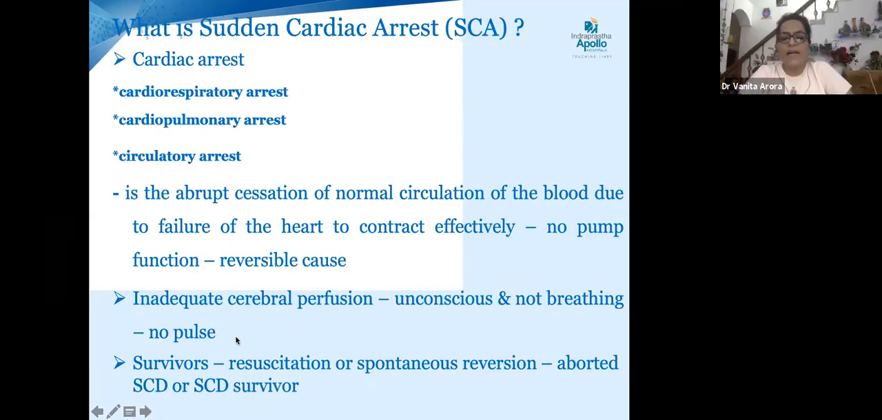And when we say sudden cardiac arrest, we are talking of an abrupt cessation of normal circulation of the blood, leading on to the failure of the heart to contract effectively. And the most important thing is that cerebral perfusion is hampered, so the patient is lying unconscious without any breathing or pulse. And in case there are survivors of sudden cardiac arrest or aborted sudden cardiac arrest, the recurrence rate in these patients is up to 20% within the next year if not taken care of, the reason why sudden cardiac arrest occurred.